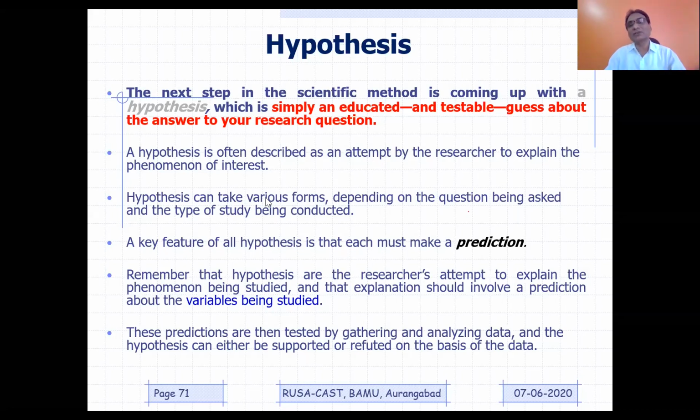It means this will be an opportunity for you to explain that yes, by modifying a carbon nanotube with organic conducting polymer, I will be able to enhance sensitivity. So this kind of prediction you will be doing in a hypothesis. The key feature of all hypotheses is that each must make some prediction, because there could be one or two hypotheses in your investigation, right?